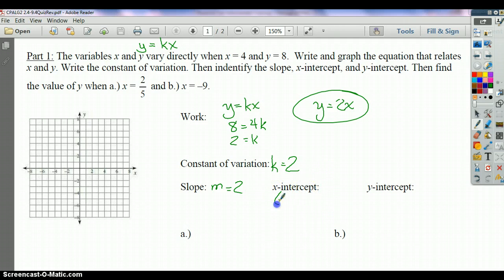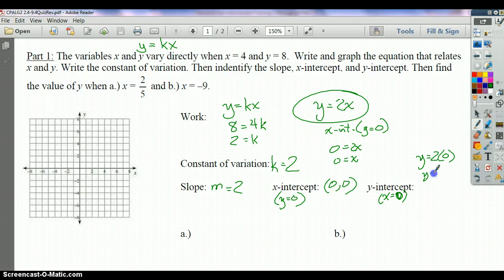The slope is the same thing as k, so 2 again is the slope. Your x-intercept is when y is 0. So if I'm solving for my x-int, y equals 0, so that would be 0 equals 2x. So x is 0. So the point would be 0, 0. Y-intercept. Well, it's basically the same thing as the last one, except this time x equals 0. So if I'm putting 0 in here, it's 2 times 0, which is 0. So my y-intercept is 0, 0.